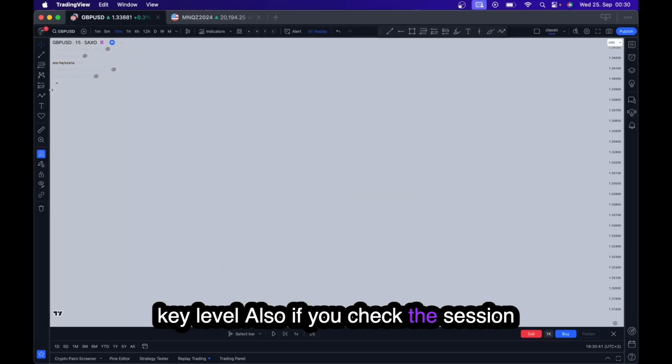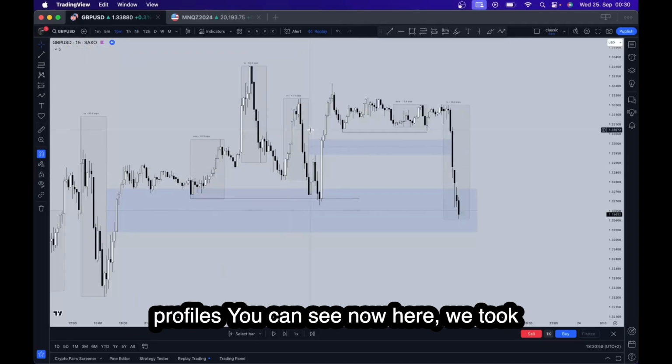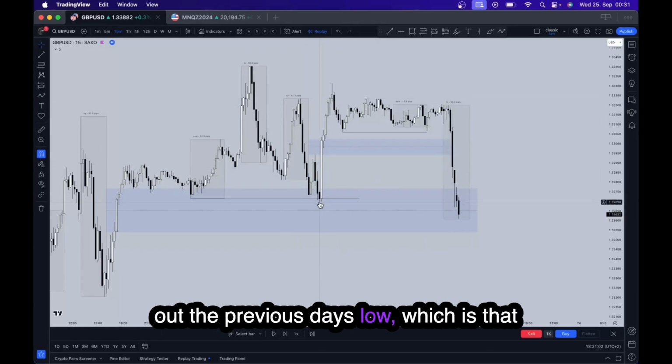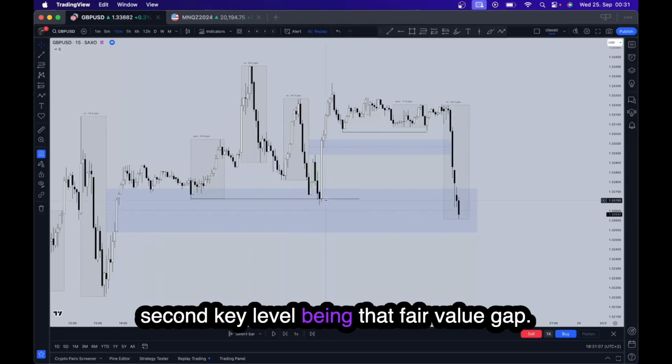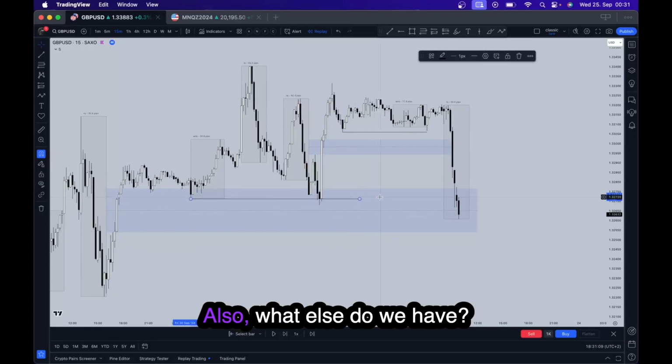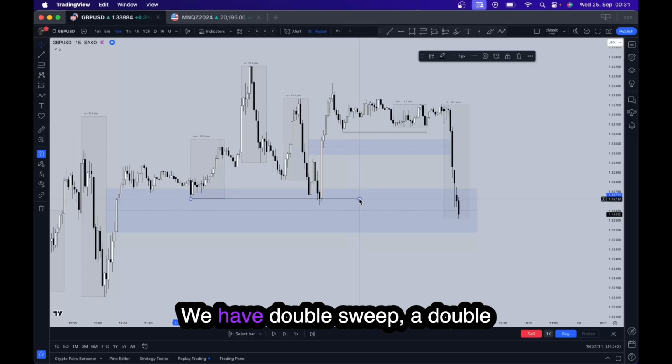Also, if you check the session profiles, you can see now here we took out the previous day's low, which is that low that I've been talking about, into the second key level, being that fair value gap. Also, what else do we have? We have the double sweep.